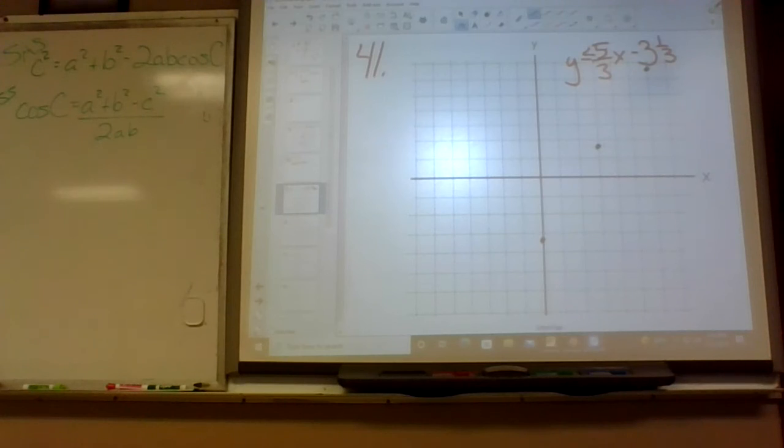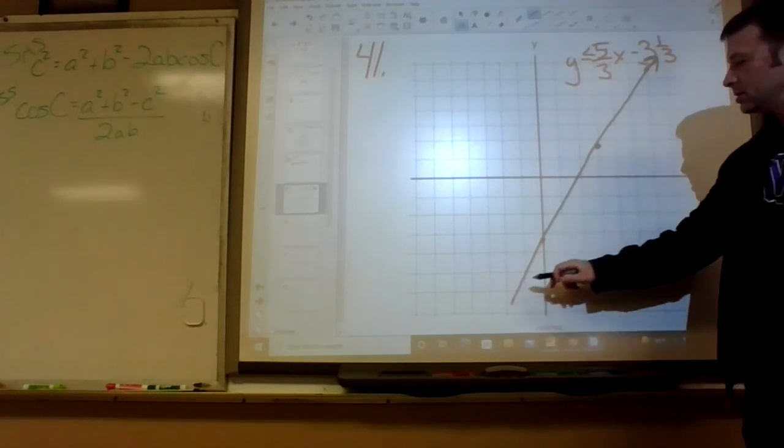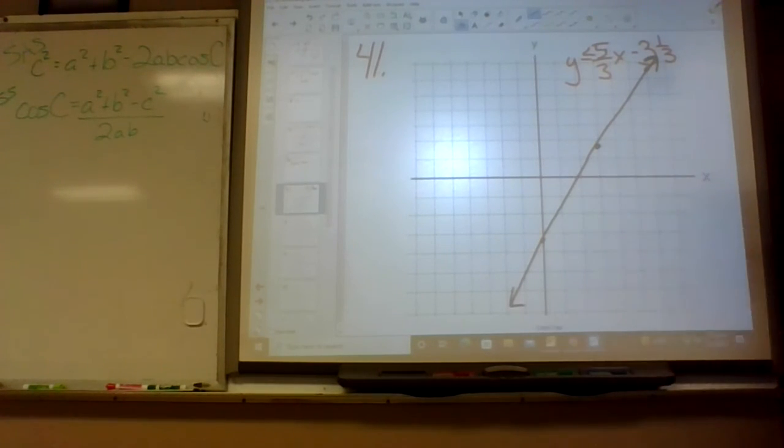Should the line be solid or dashed? Solid. It says y is less than or equal to, so should I shade above or below the line? Below.